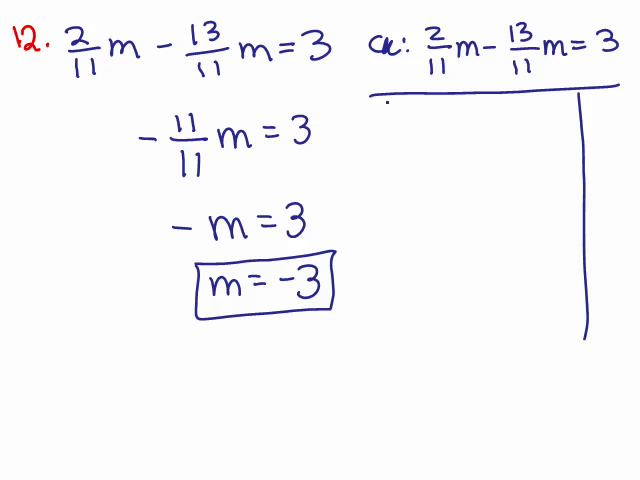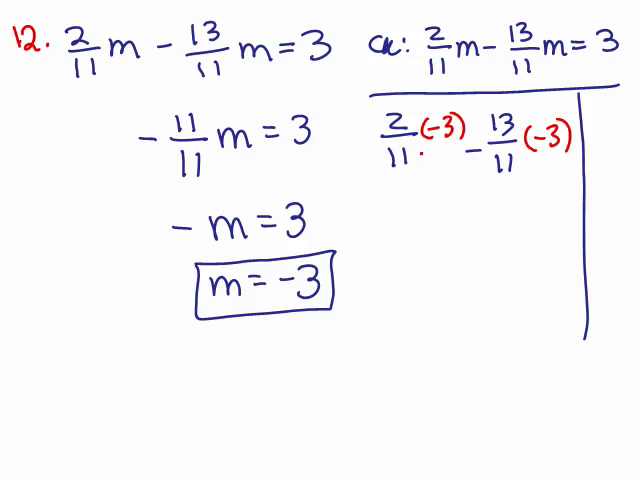So let's go over here and plug in negative 3. So we have 2/11 times negative 3 minus 13/11 times negative 3. Now, when I'm checking, you take the exact problem as it started out and plug in the numbers. You don't write that as negative 11 over 11 m, etc. You don't simplify it.